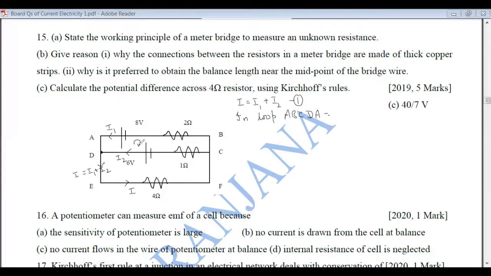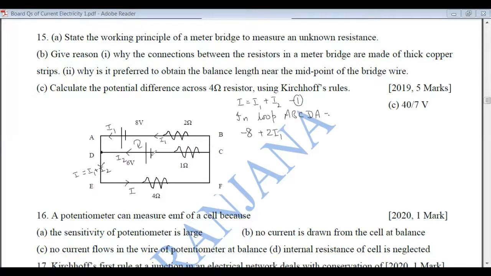Okay, so let's draw the direction A, B, C, D, A. Moving from A to B, first we get the potential difference to be 8 volt, which is the EMF of the cell. As we are moving from positive to the negative terminal inside the cell, this will be minus 8. Then across this 2 ohm resistor, the current is I1, and the direction considered is opposite to I1. So 2I1 potential difference will be positive. Moving from B to C, there is no potential difference.